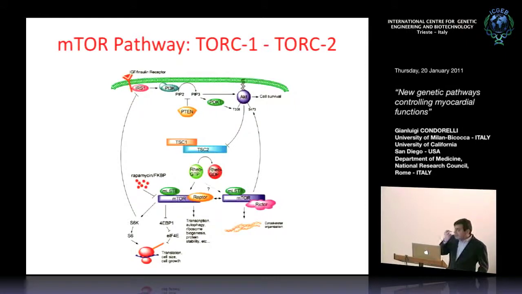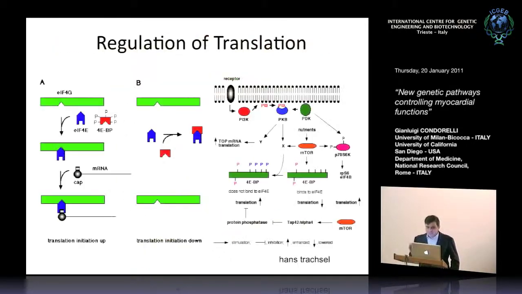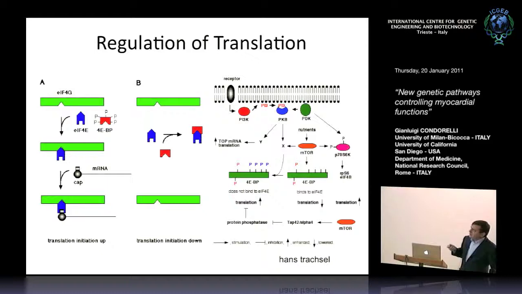Although, as I will show you later, even if you block this effect, there is still a phosphorylation of 473. So that opens the question of whether the inhibitors that are used in cancer have only this effect on mTOR. But anyway, this is back to the regulation of translation.